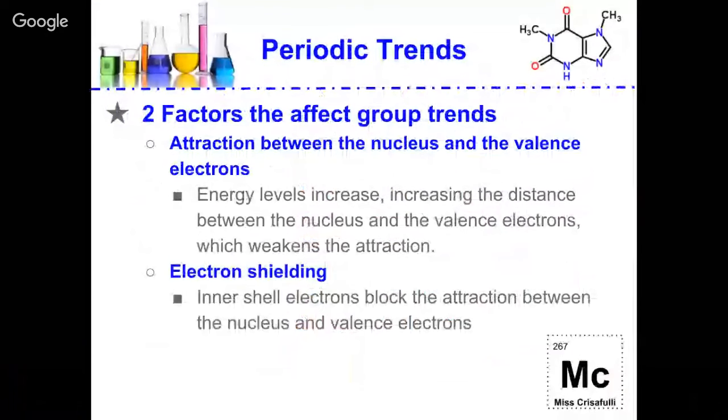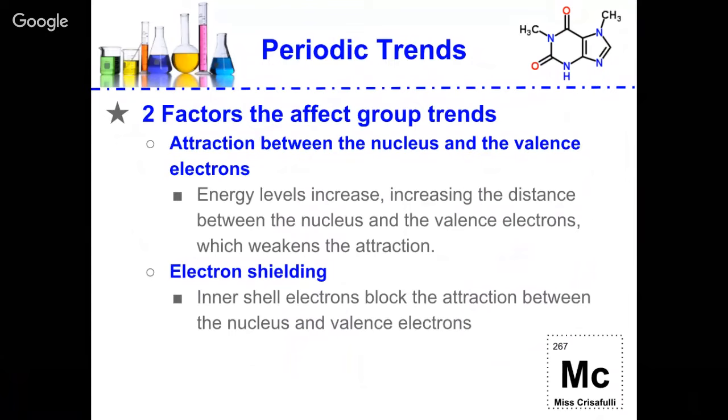There are going to be two factors that affect these group trends. The first is the attraction between the nucleus and the valence electrons. Remember, the nucleus is positively charged because we have protons and neutrons in the nucleus. Protons are positively charged, neutrons have no charge. Those positive protons are going to be attracted to the valence electrons, which are negatively charged. And the valence electrons, remember, are the electrons in the outermost shell. So you have a positive nucleus pulling in those electrons in the outer shell.